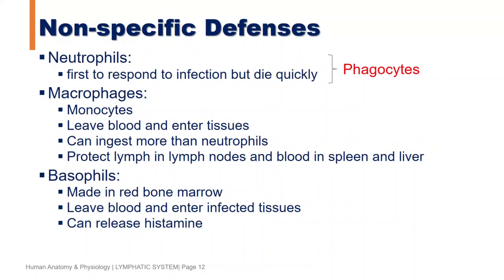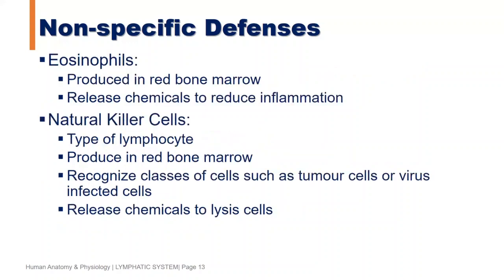For the non-specific defenses, we have the neutrophils, first to respond to infection but die quickly. And we also have the macrophages. Monocytes leave blood and enter tissues, and can ingest more than neutrophils. They protect lymph in lymph nodes and blood in spleen and liver. Then we have the basophils, made in red bone marrow, which leave blood and enter infected tissues and can release histamine.